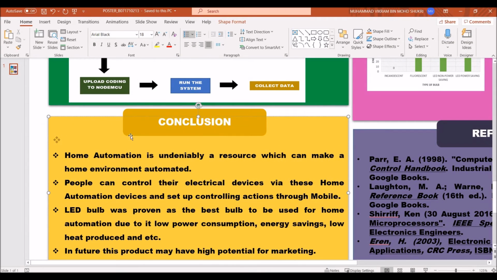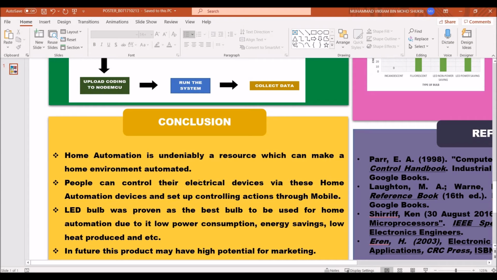So what is home automation? Home automation is undeniably a resource which can make a home environment automated. We don't have to have a human there to activate the lights. My project is just a prototype, so I can just switch out the bulbs with something else, for example, a fan or other major components that use 3 phases. So in a way, this is a big step towards the future.